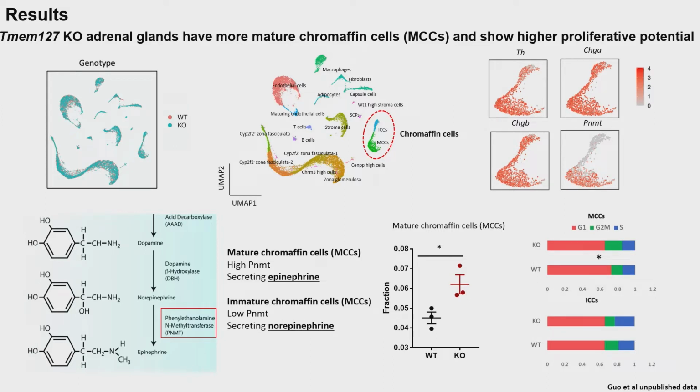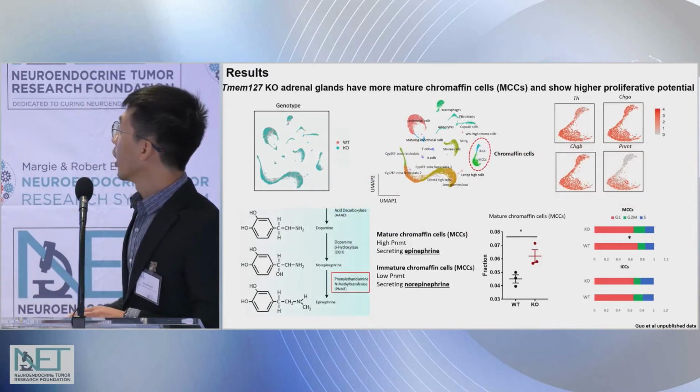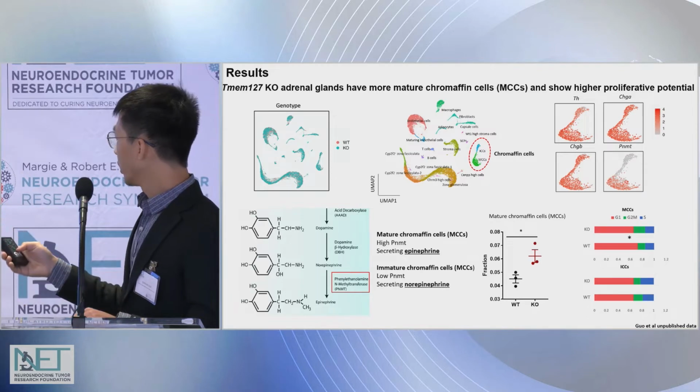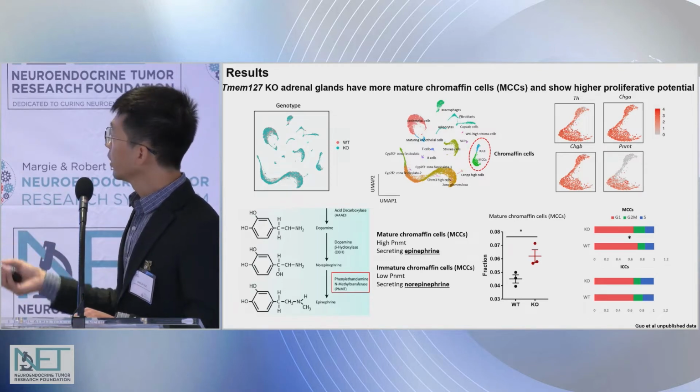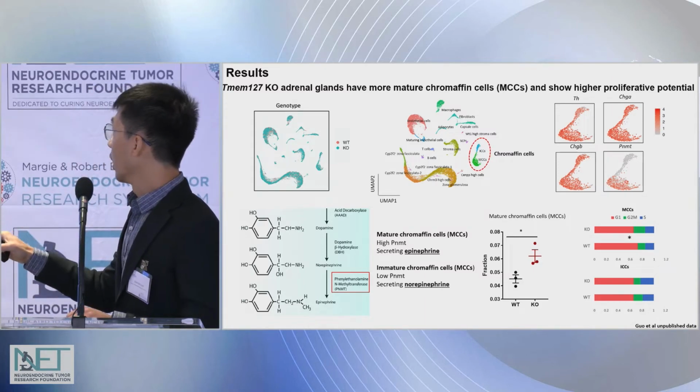So PNMT is an enzyme which can convert norepinephrine to epinephrine when cells are more mature. The mature chromaffin cells usually show higher PNMT expression level and secrete epinephrine, while the immature chromaffin cells usually show low PNMT expression and secrete norepinephrine. So we were wondering if TMEM127 affects the 2 chromaffin cell clusters equally. We looked at the cell population and found that only the mature chromaffin cells are highly abundant in the knockout mouse. There's no difference for the immature chromaffin cells.